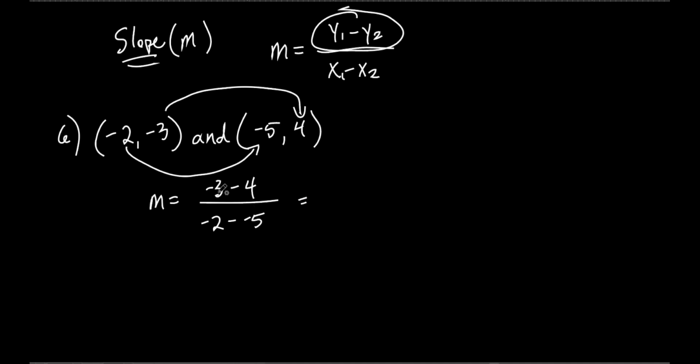All right, let's see what this is. What's negative 3 minus 4? You can do that in your head. It's negative 7. What's this down here? What do those two negatives next to each other do? Right, they make a plus. So what's negative 2 plus 5? Positive 3. That's your answer right there.